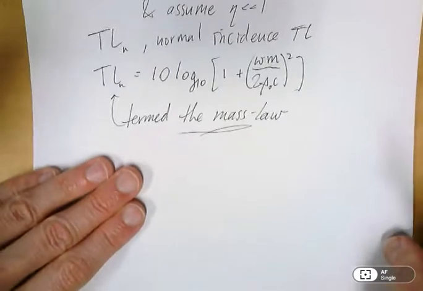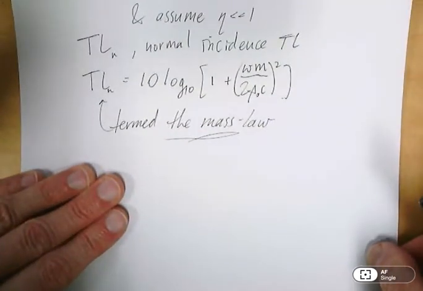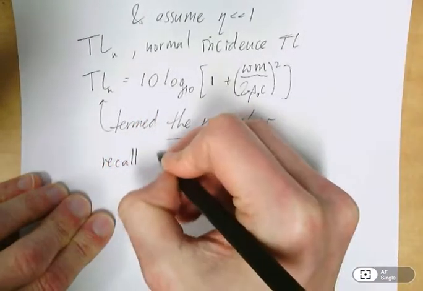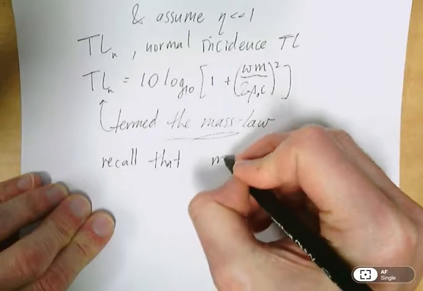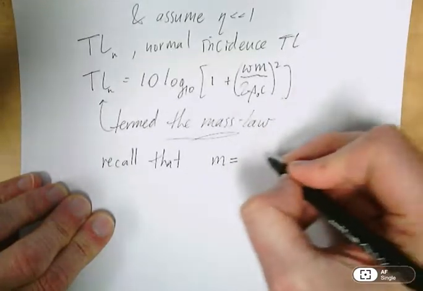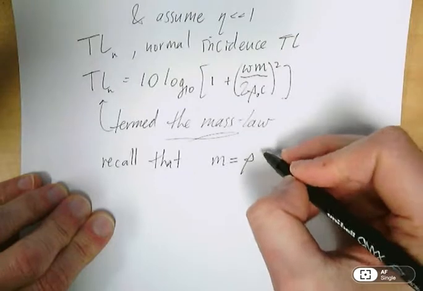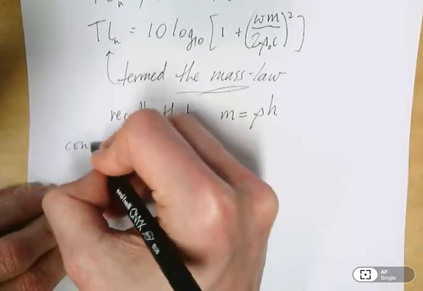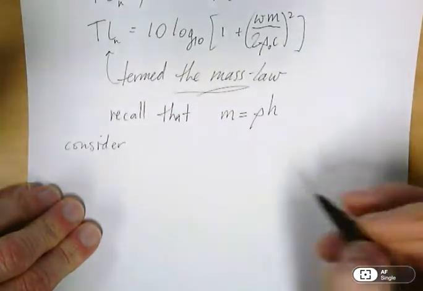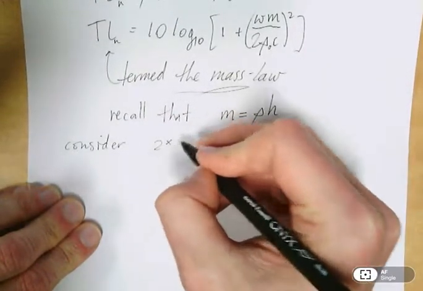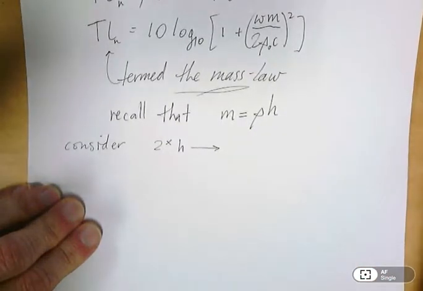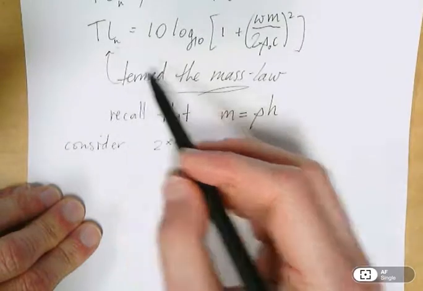So let's investigate the influence of the mass law. So recall that surface density m is the volumetric density times the thickness. So let's consider that we double the thickness. What happens to the TL, the normal incidence transmission loss by the mass law?